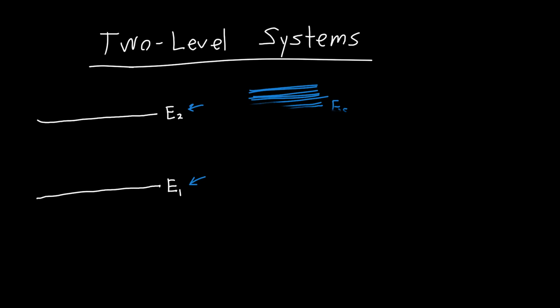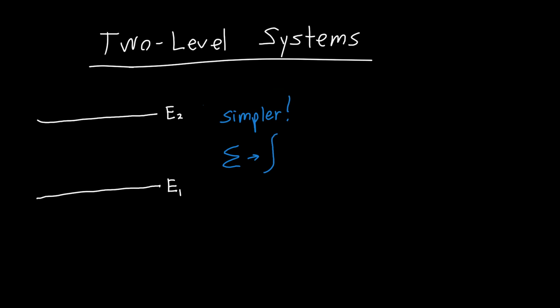And the reason we're analyzing a two-level system instead of two bands is because it's way simpler. And all we'll need to do in the end is perform a sum over all possible states or an integral. That's all we're going to need to do to extend this two-level system into as many levels as we want. So we're ultimately curious about how light interacts with matter.